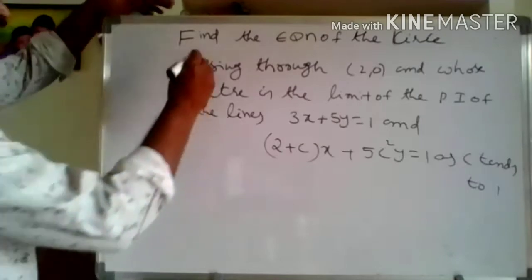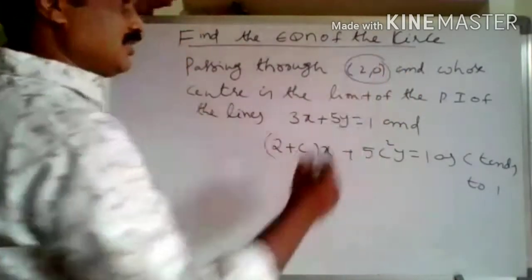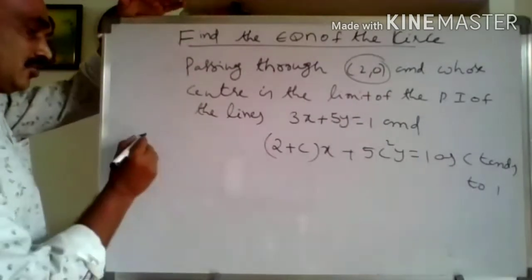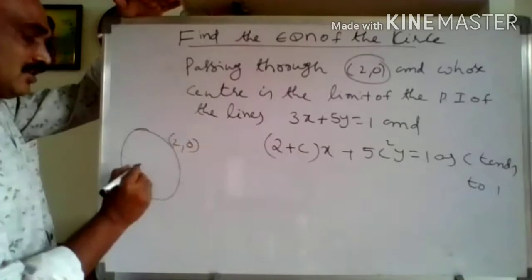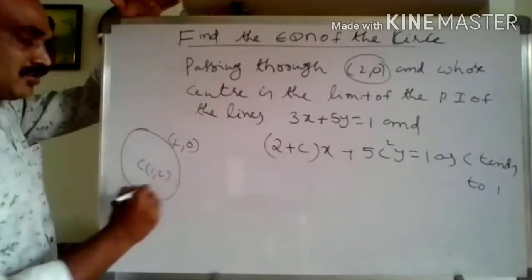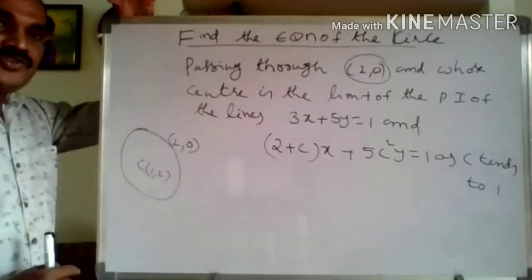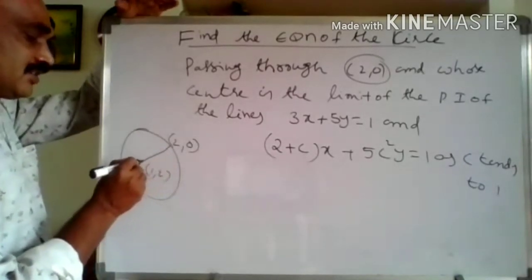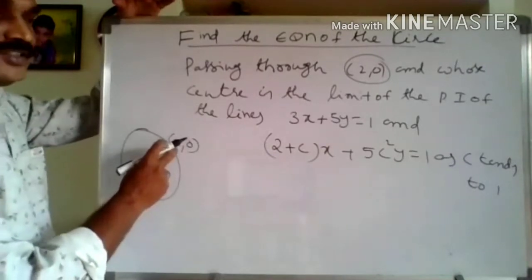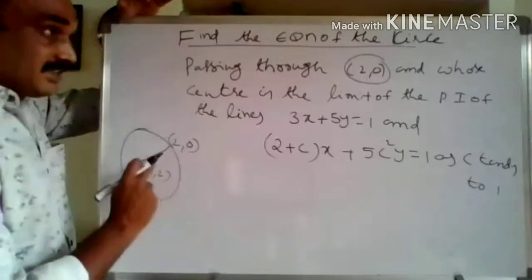Find the equation of the circle passing through (2, 0). Suppose the center is (1, 2). How do we calculate the radius? The distance between the center and any point on the circle is equal to the radius. First calculate the center, then the radius.